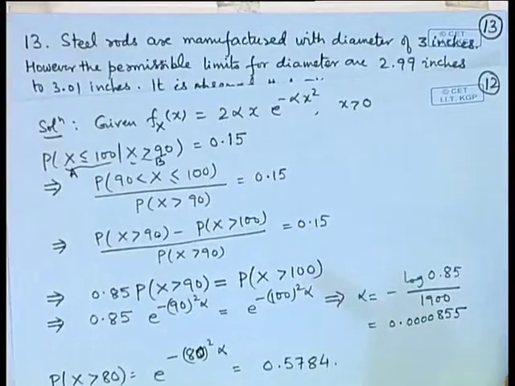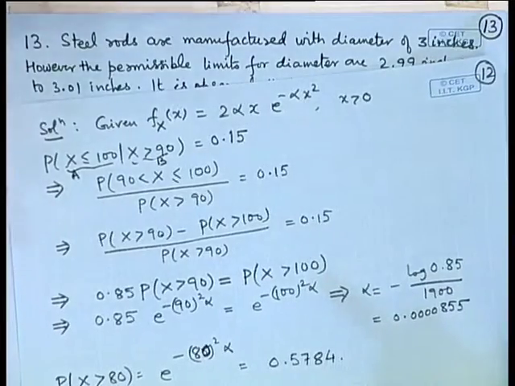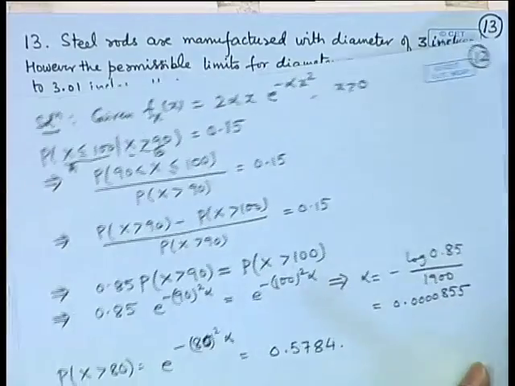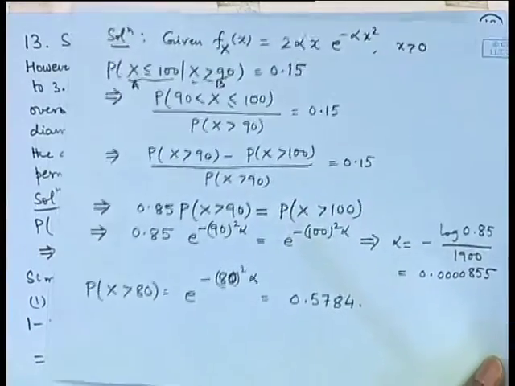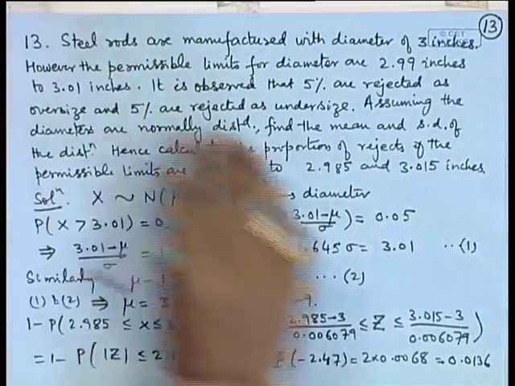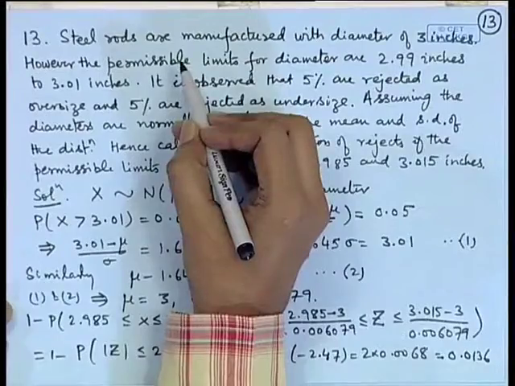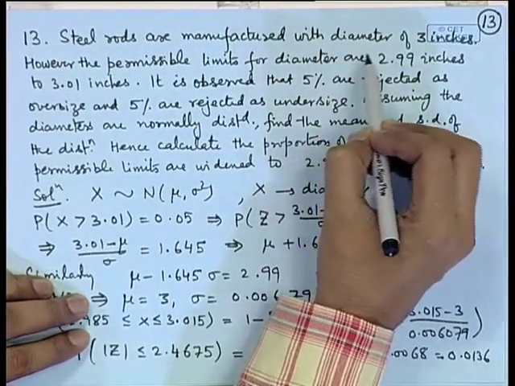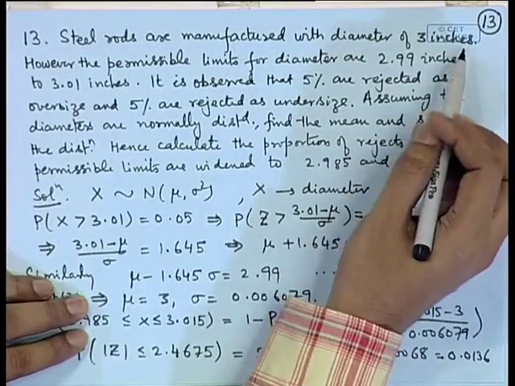So, these are some of the applications of the Weibull distribution. We have already seen the applications of exponential, gamma, etcetera also. So, now we look at an application of the normal distribution. Consider steel rods which are manufactured with a diameter of 3 inches.